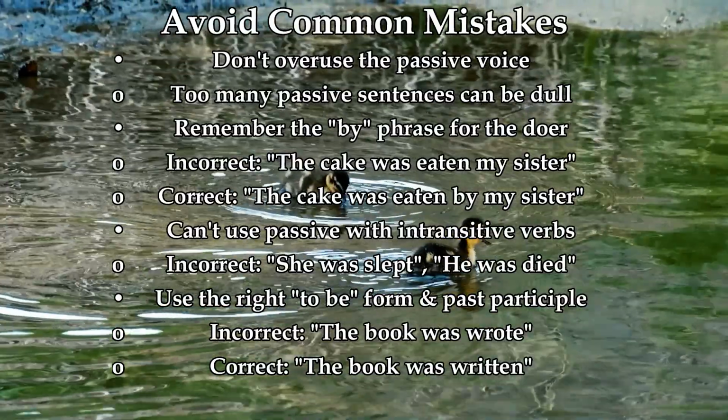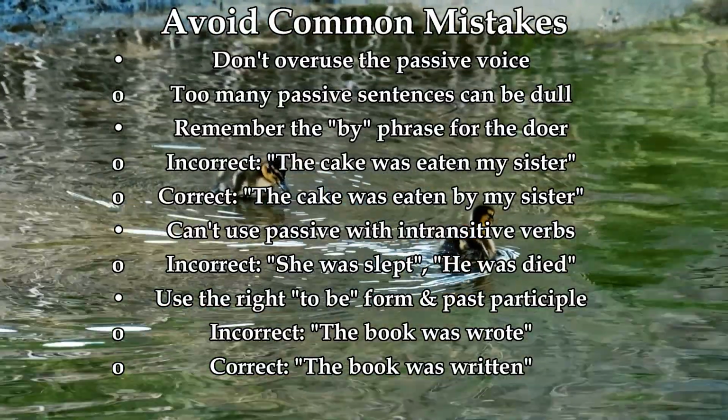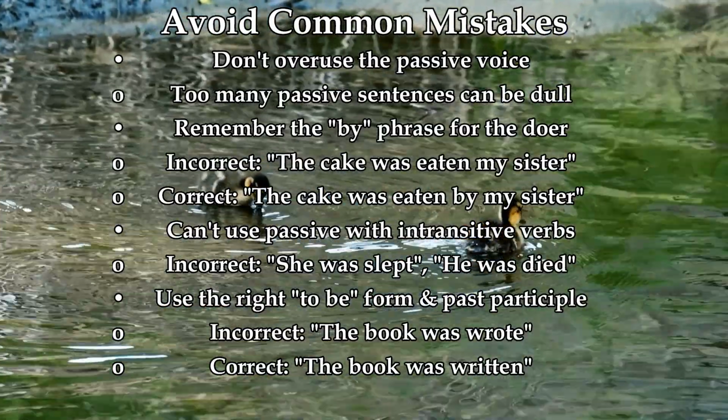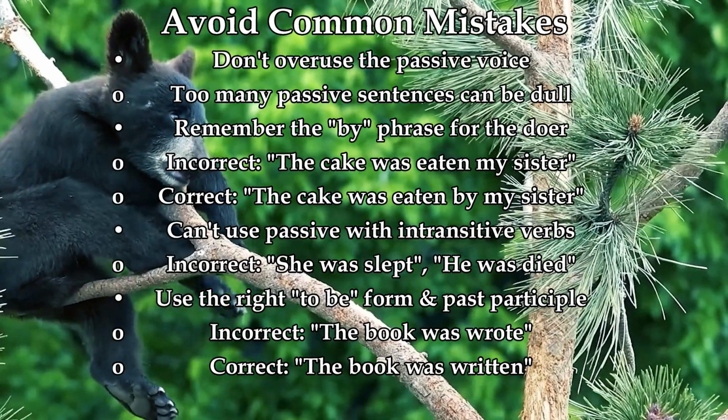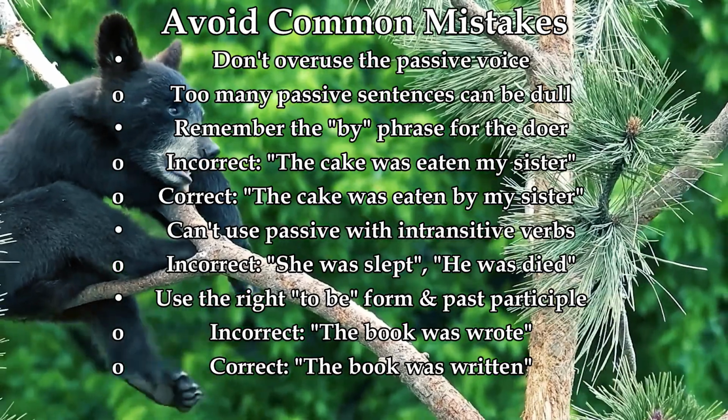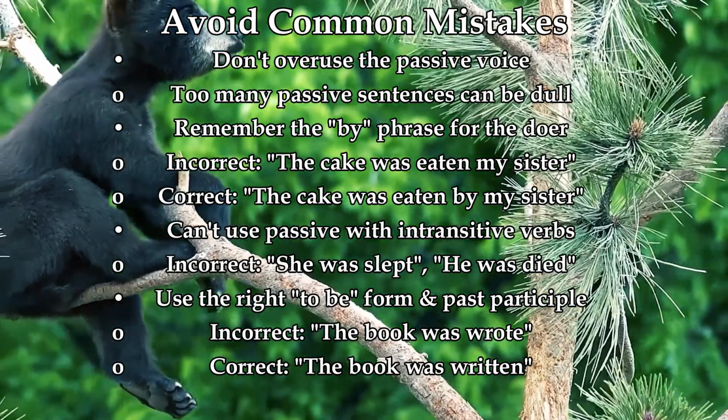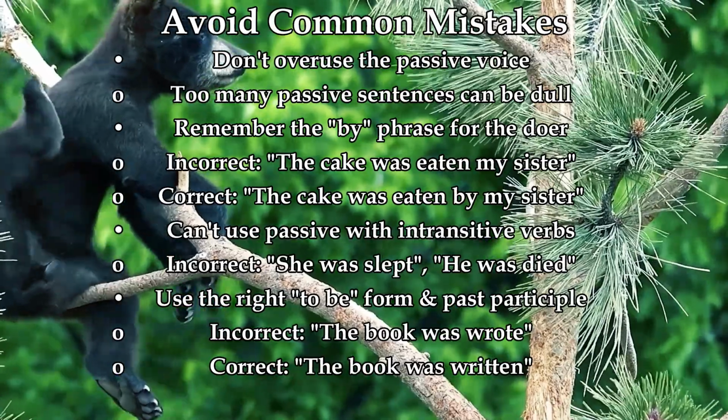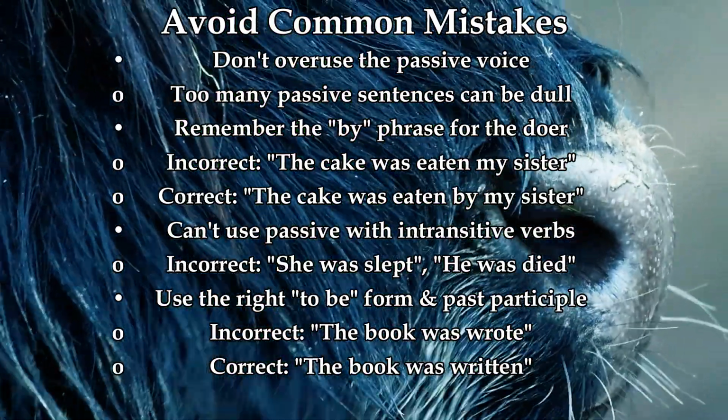4. Mixing up the verb forms. Make sure you use the correct form of "to be" and the past participle of the main verb. "The book was wrote" is incorrect. It should be, "The book was written." It's like a grammatical game of mix and match. You have to find the right combination.